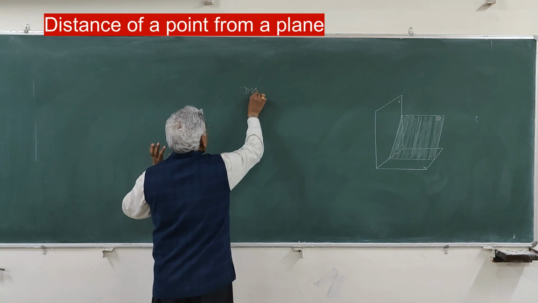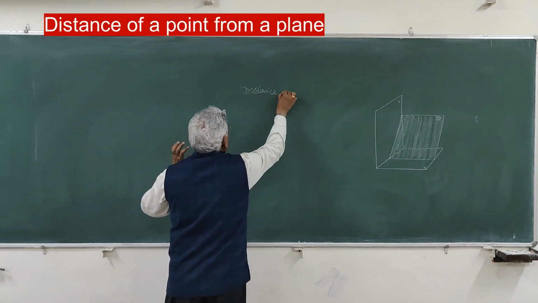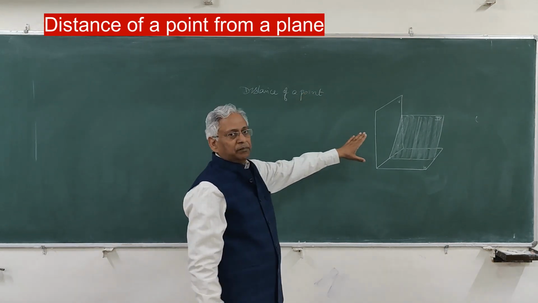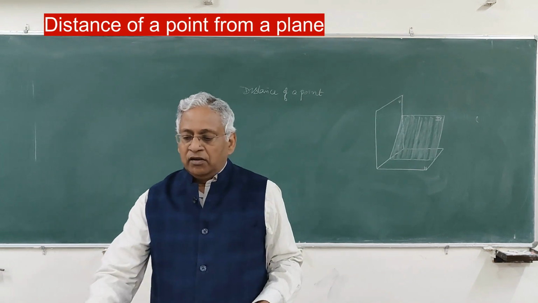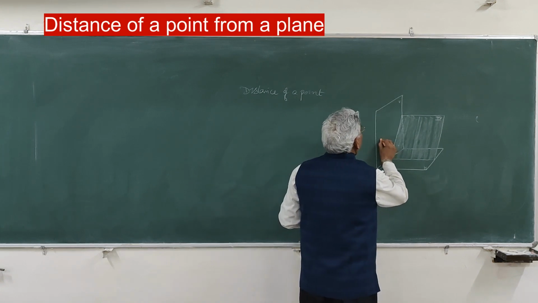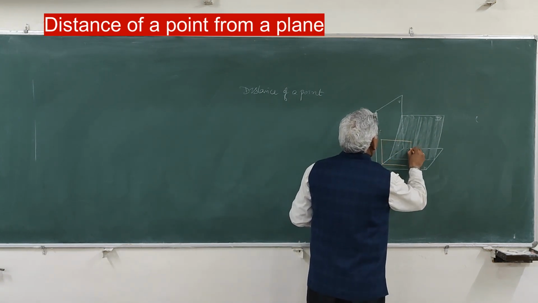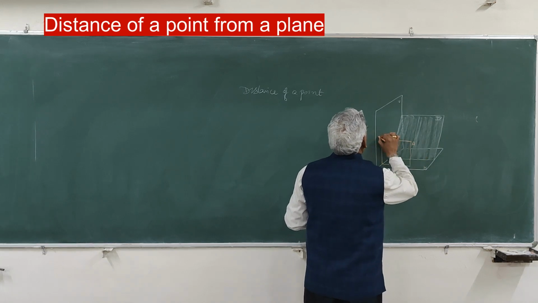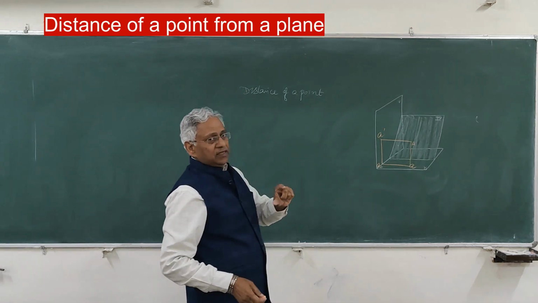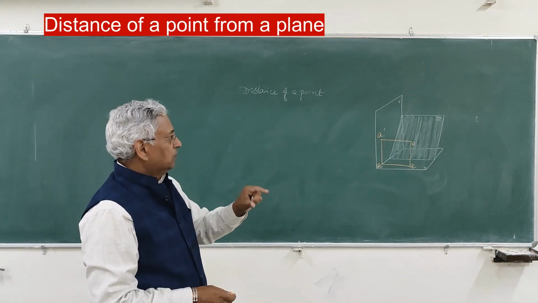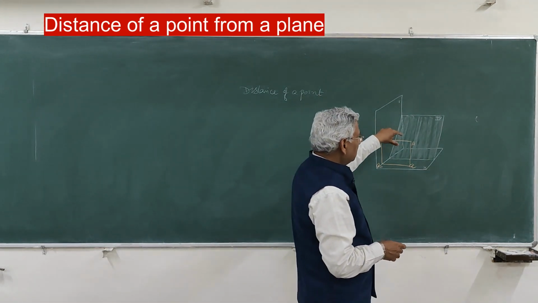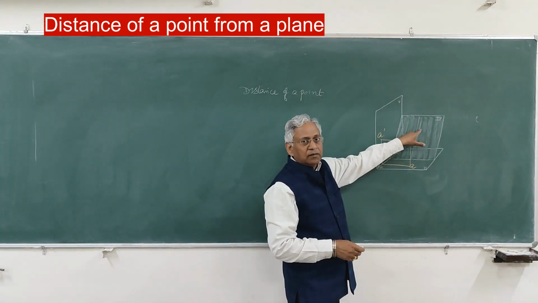Distance of a point from a plane. Now let us take a very simple case first. You have an inclined plane and you have a point A dash and A. Inclined plane and point A are given. What is the distance of this point from the inclined plane? And distance will be the perpendicular from A to the inclined plane.